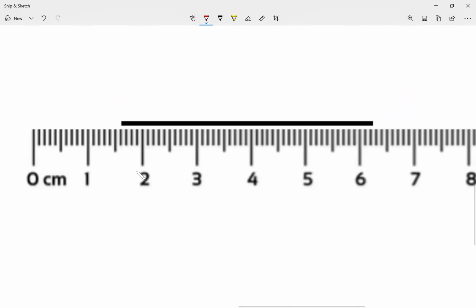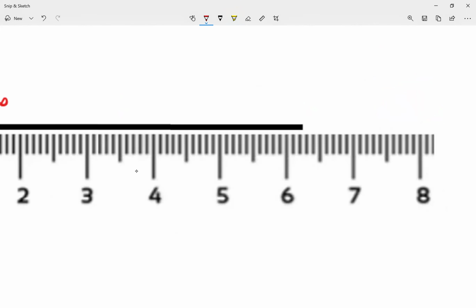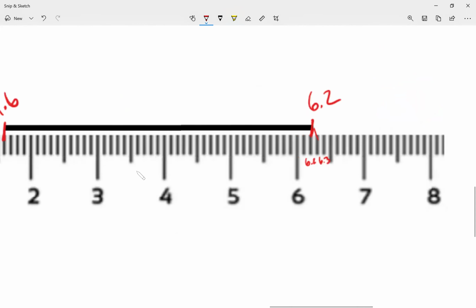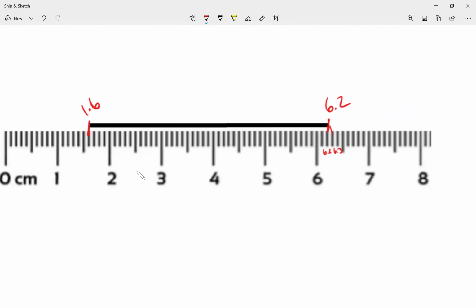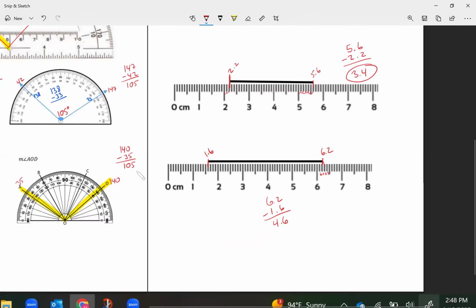Lastly, let me take a look at this one. This value right here is 1.6. Now this other value here, it might be, oh man, it's in between 6.2 and 6.3. Seems to be closer to 6.2, so I'm going to call this 6.2. For me to know this value, this space, I'm going to go 6.2 minus 1.6, and it happens to be 4.6. Pretty cool, huh? That's how we're going to measure it.